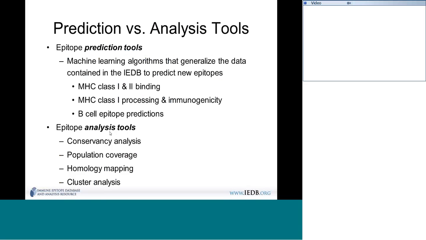The other part of tools that we have are the analysis tools. So analysis tools are essentially things where either you have your own epitope data set and want to analyze it, or maybe you query the IEDB for some data and then you want to analyze it further. So those are not for predicting epitopes, but they're using epitopes that you have from some source and getting more information about them.